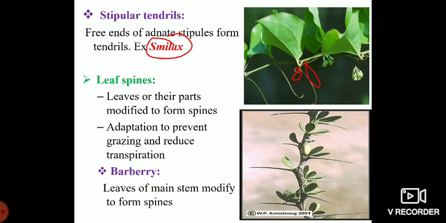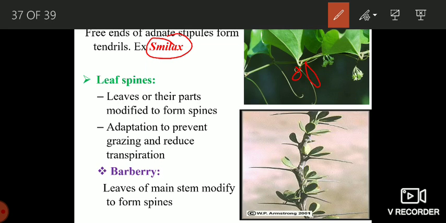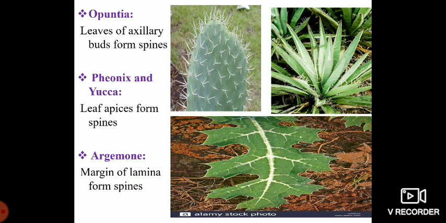Now, in different species of plants, we have different types of spines depending upon their origin. The first one is barberry. In this plant, the leaves of the main stem get modified and form the spines. Here you can see in the image the leaves which are present on the main stem become modified and form spines. Then another type is opuntia. In this plant, the leaves of axillary buds form spines.